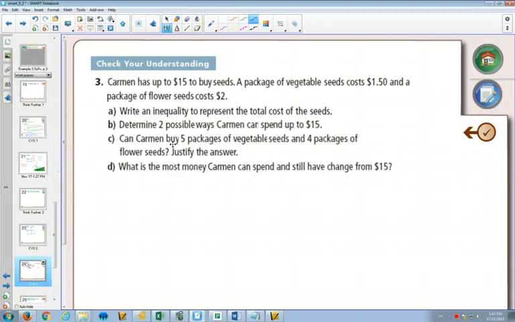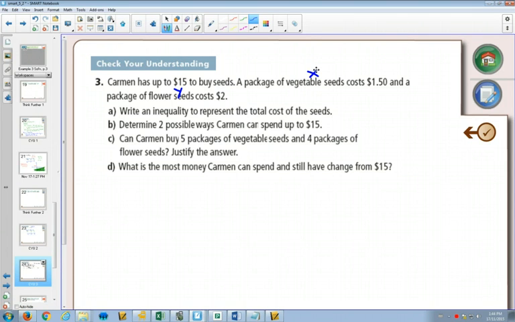So Carmen has up to $15 to buy seeds. Vegetable seeds cost $1.50. Flower seeds cost $2. You could pick vegetable seeds to be X and flower seeds to be Y, and then we could write an inequality. We have less than or equal to $15 to spend.